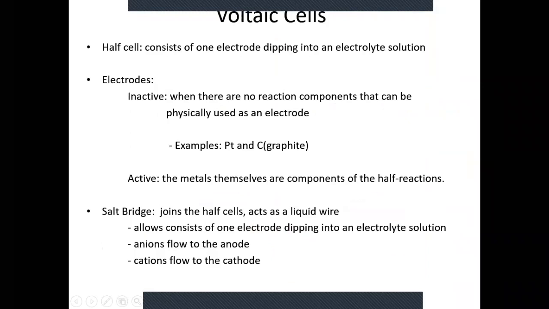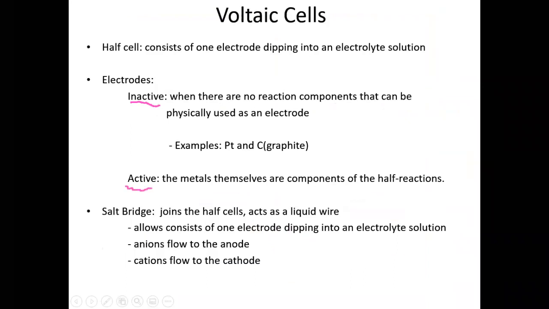Now there are two types of electrodes for voltaic cells. We have inactive electrodes and active electrodes. Inactive electrodes are used when there's no reaction component that can be physically used as an electrode. So for example, if the cathode is say iodine, you can't physically use iodine as an electrode. So then you would have to use something like platinum or carbon graphite.